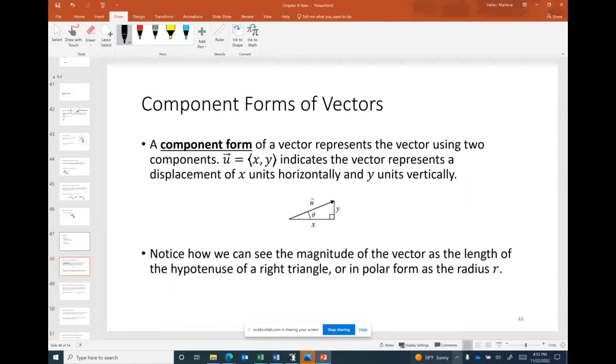All right. So the magnitude of this vector can be found if I consider a triangle. I could use the Pythagorean theorem, right? If I knew the components. Or if I'm thinking about polar form, the magnitude would be the radius, or r.